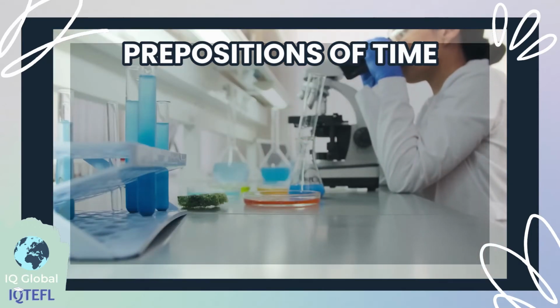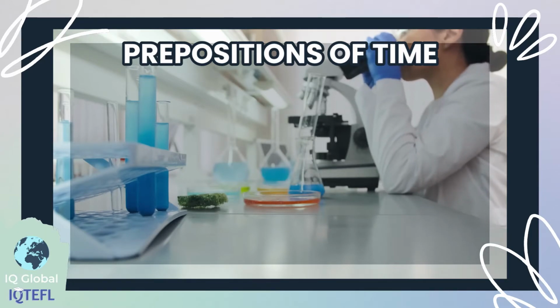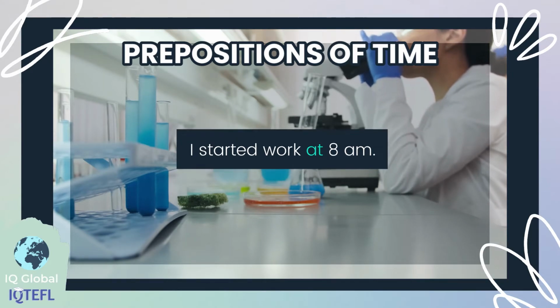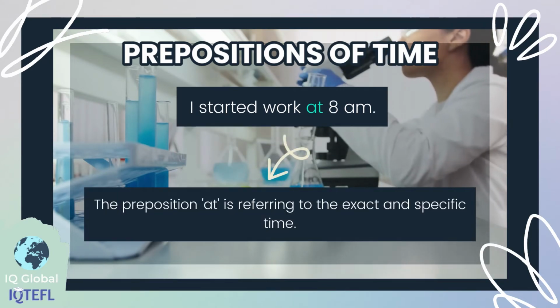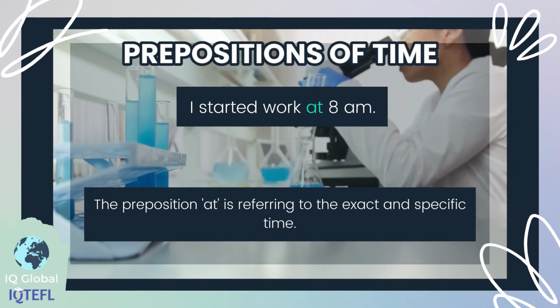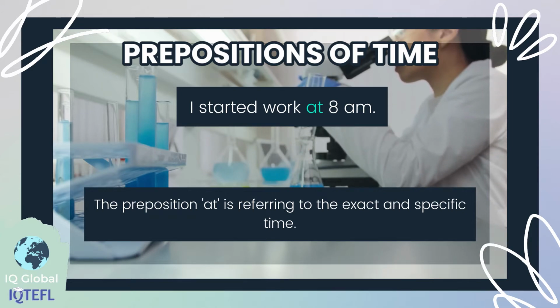Now let's look at an example sentence using prepositions of time. I started work at 8 a.m. Here, the preposition at is referring to the exact and specific time that he or she started work.